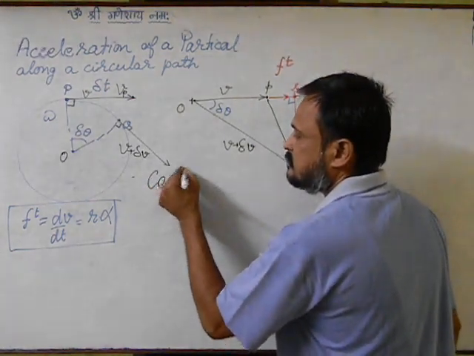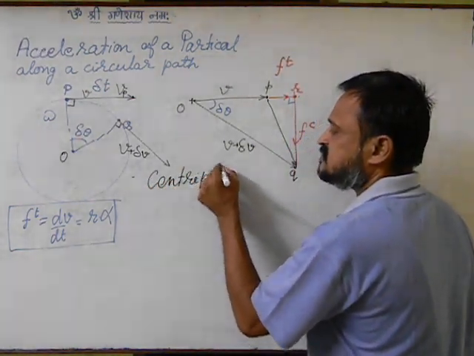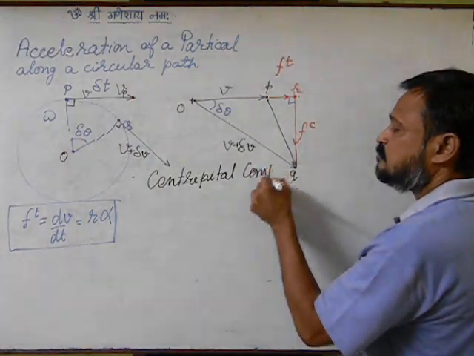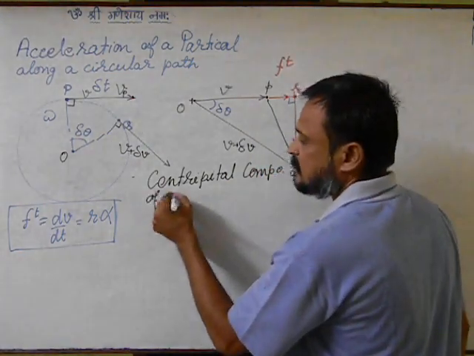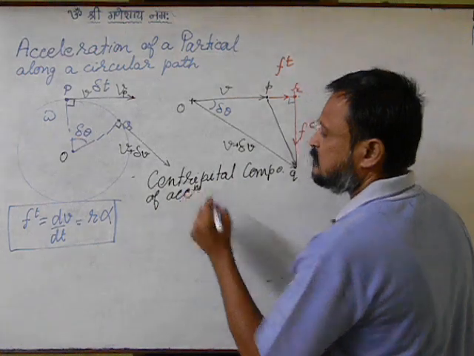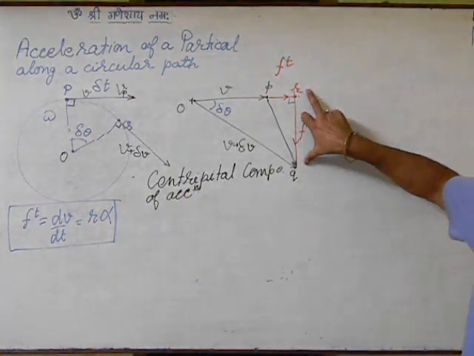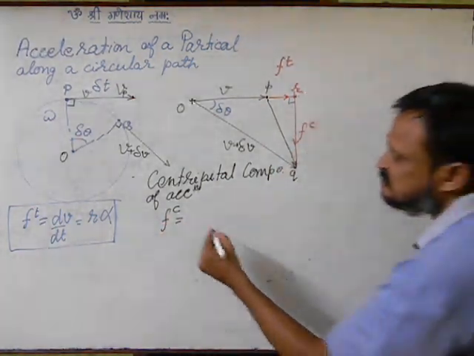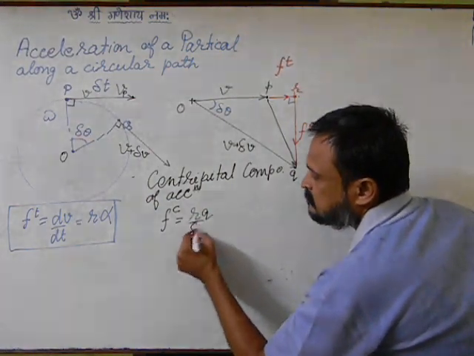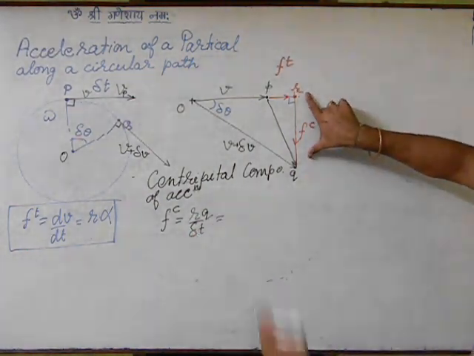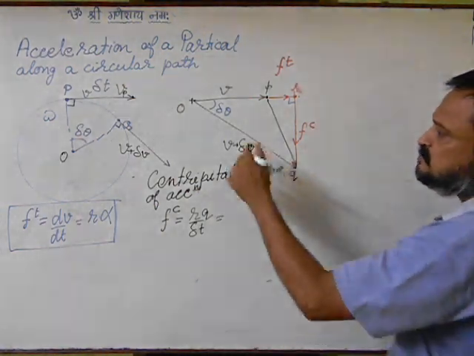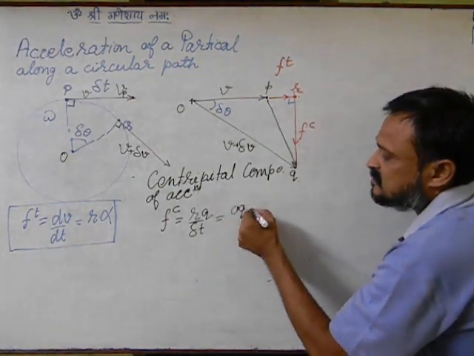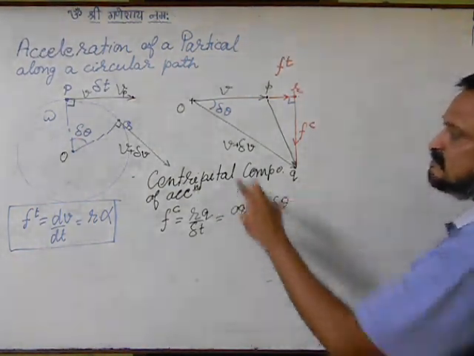The second will be the centripetal or radial component of acceleration. Now what is the centripetal component of acceleration? It is RQ. So the centripetal component of acceleration will be RQ, or QR by del T. Now what is RQ here? It is the opposite side, so it will be simply OQ sine del theta. So it will be OQ sine del theta. And what is OQ?